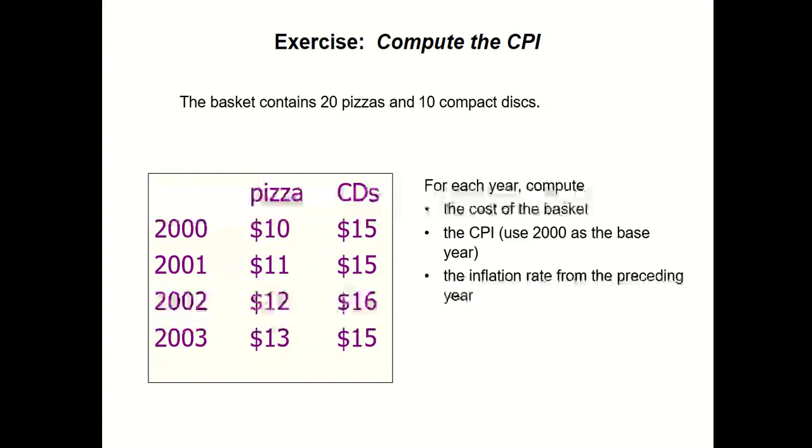350. Likewise, we have to calculate cost of basket for year 2001, that is 11 multiplied by 20 plus 15 multiplied by 10. We get $370. For year 2002, 12 multiplied by 20 plus 16 multiplied by 10, we get 400. And for year 2003, 13 multiplied by 20 plus 15 multiplied by 10, and we get $410.